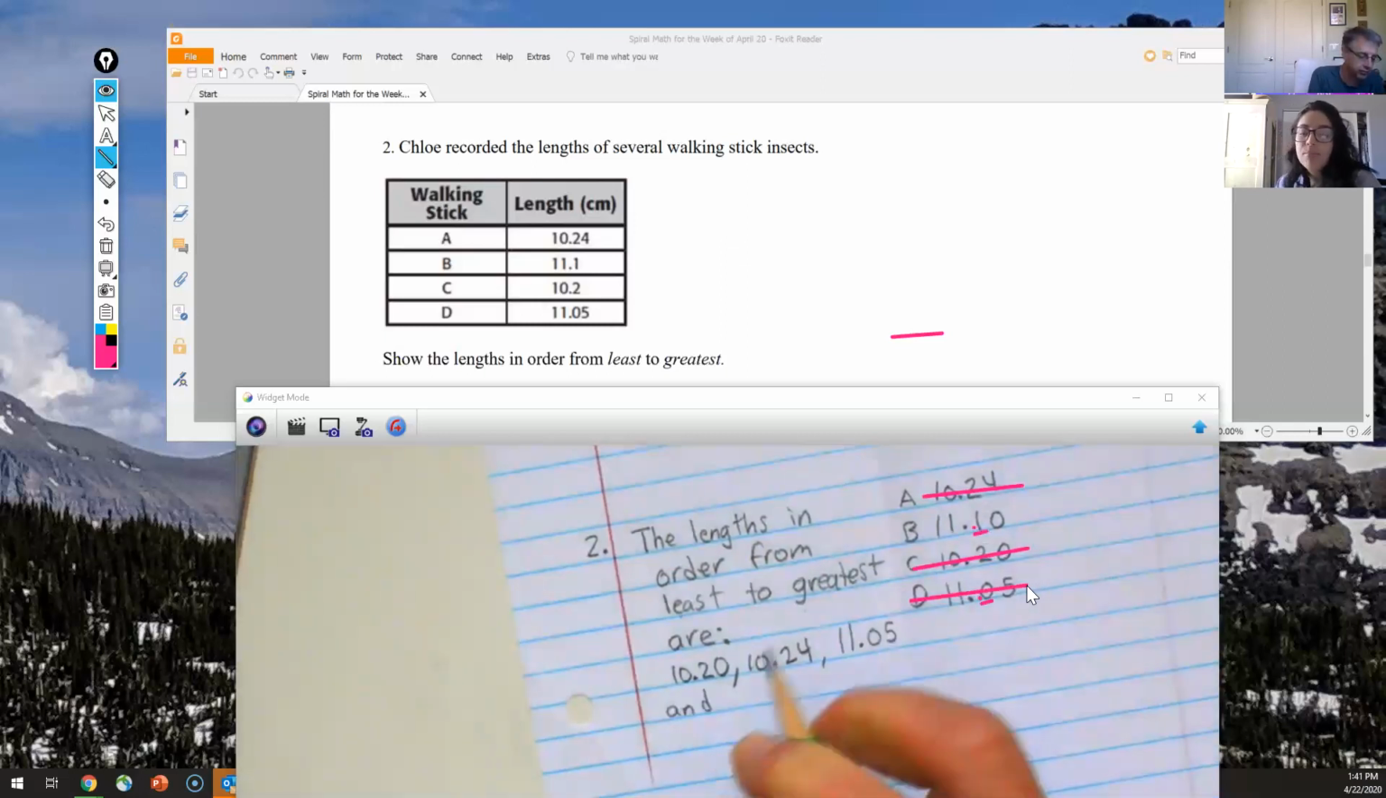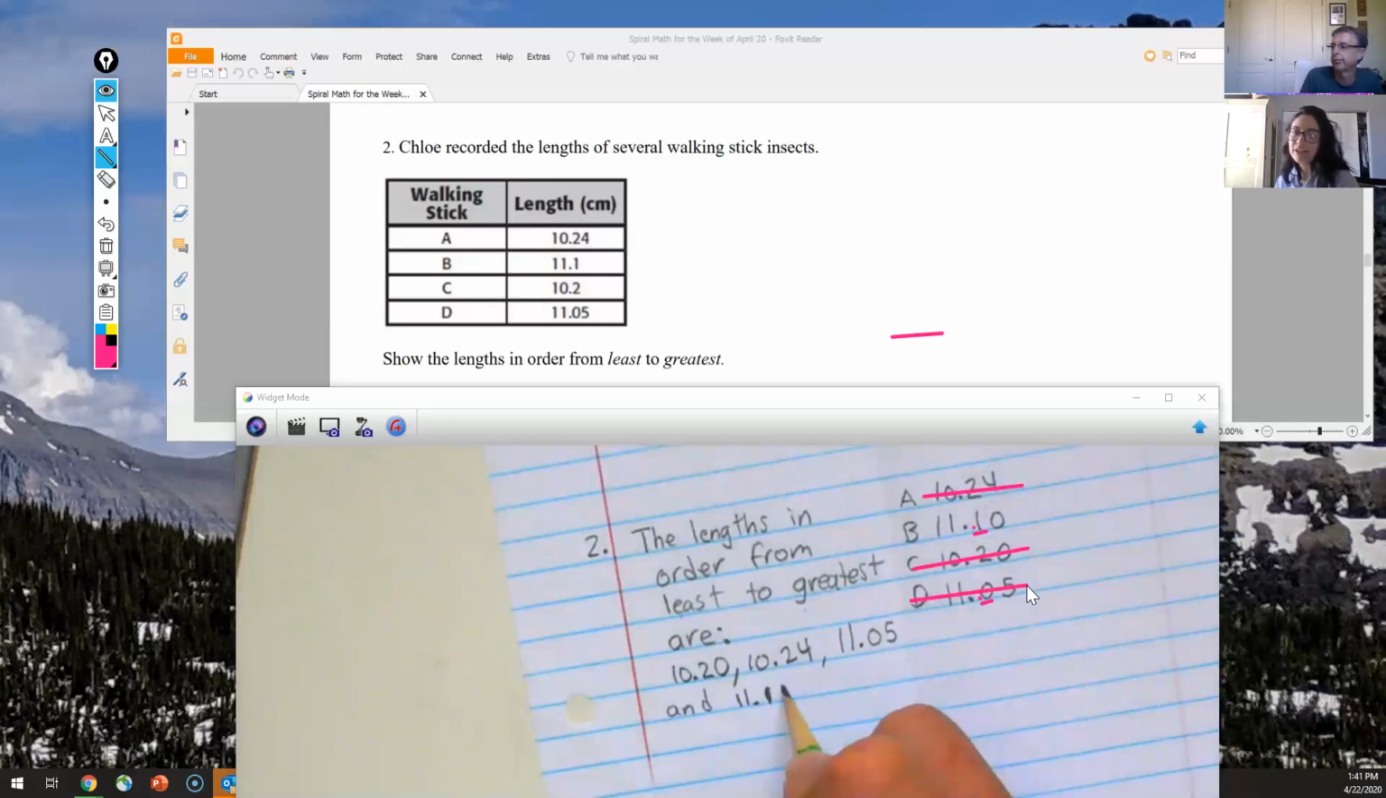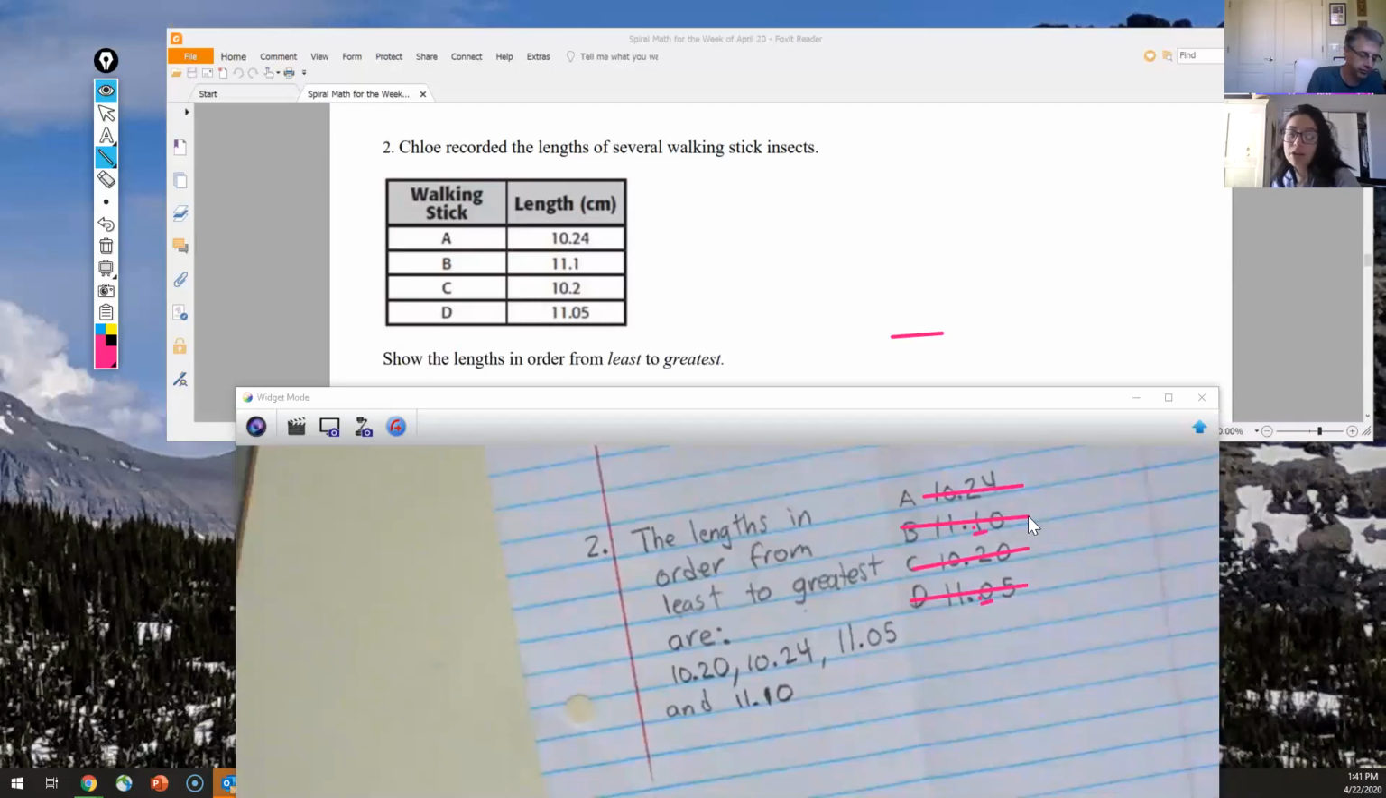And then the last one is going to be 11.10, because it's our last one standing, and 0 is smaller than 5 in the hundredths place. So that is the order that you guys should have put for that question. All right, let's move on down to number 3.